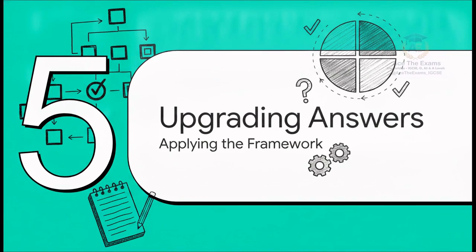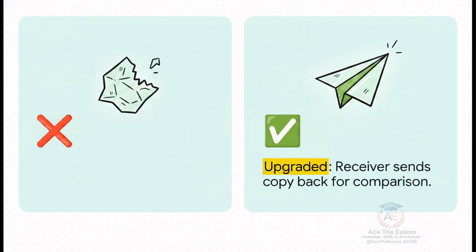Let's move to our final section, upgrading your final answer. To bring this entire explainer full circle, we're going to apply this exact four-step methodology to that flawed exam answer we saw at the very beginning. Look at this incredible transformation. The flawed answer was, sends data and checks. It's weak, it's generic, and it earns exactly 0 marks.